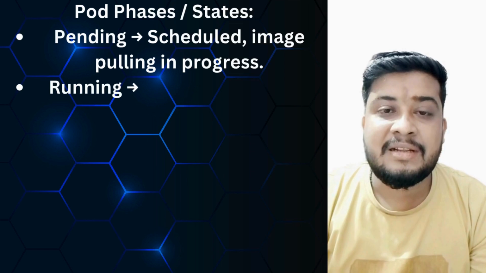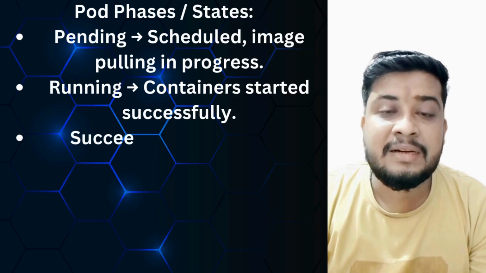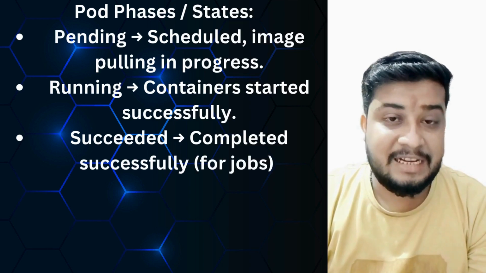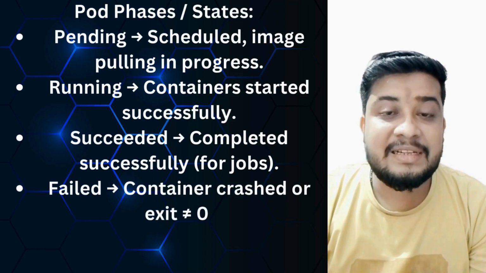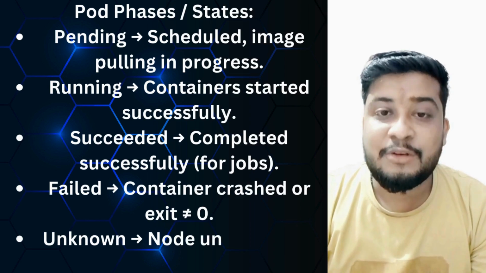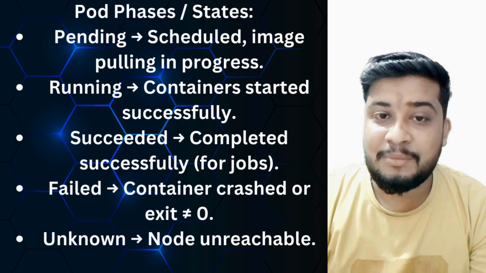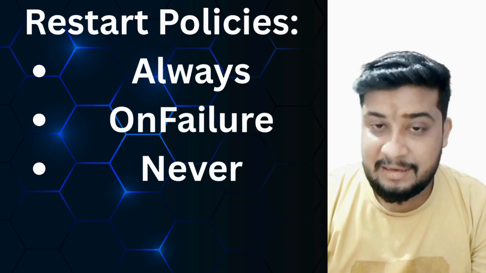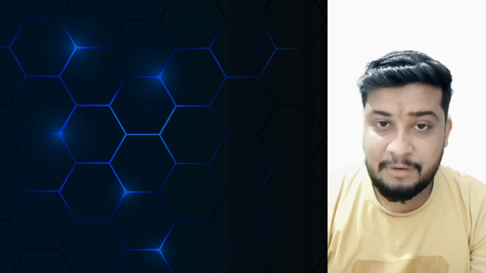And third, you can think of Succeeded, right? It means completed successfully for jobs. And the fourth is Failed. That means your container crashed or exited, right? Next is Unknown. That means your node is unreachable, right? And also the restart policy in a pod would be Always, Never, or OnFailure. You can define it in a deployment manifest. I will show you today how to write a deployment manifest, pod, everything, right?